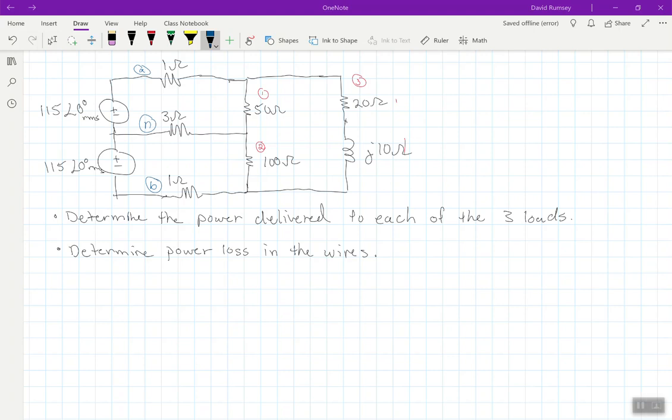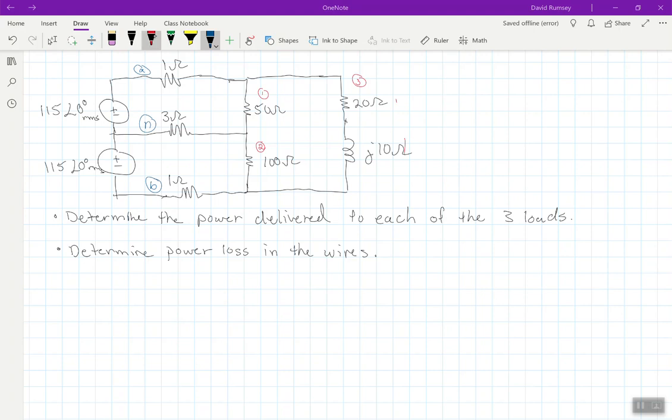Alright, so now, just to remind you what we're doing, we're analyzing this problem here. This is a 3-wire single phase circuit, and I've got 3 loads, but now I've also got finite impedance on my wires. We're going to determine the power delivered to each of the 3 loads, and then determine the power loss in the wires.